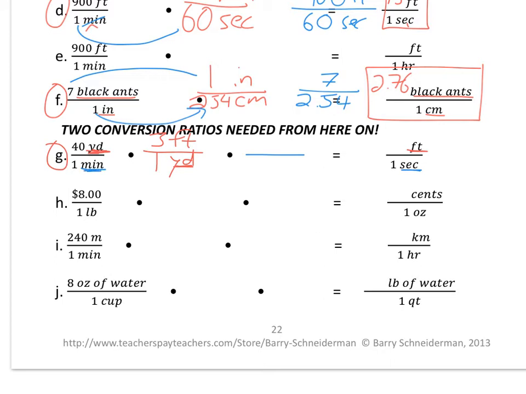Similarly, I had minutes on the bottom, but I want to go to seconds, so I'm going to have minutes on the top to cross it out, and I'm going to have seconds on the bottom. And I know that there are 60 seconds in every minute. So if I multiply all the tops together, I get 40 times 3 times 1, 120. On the bottom, I get 1 times 60 is 60. So if I push that into my calculator, the answer is 2 feet per second.